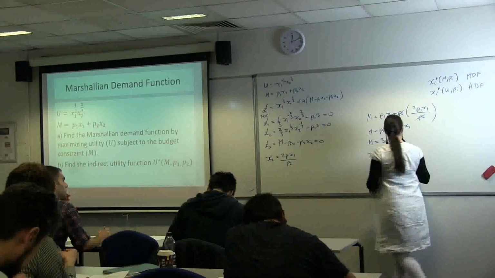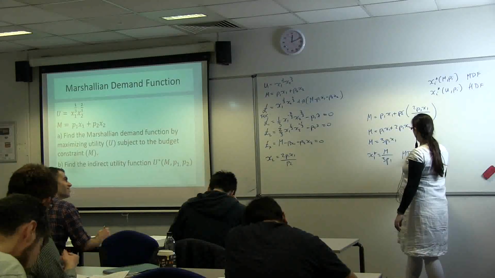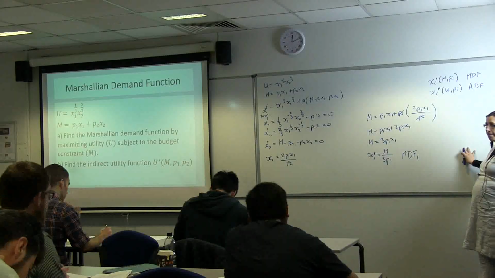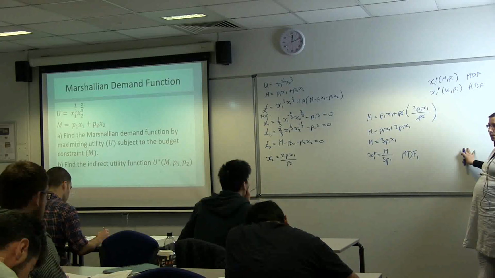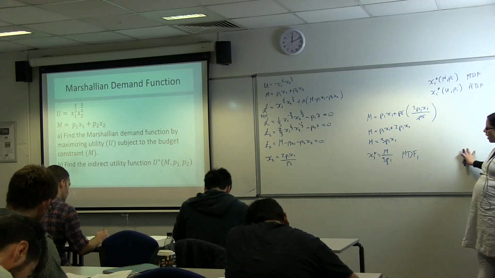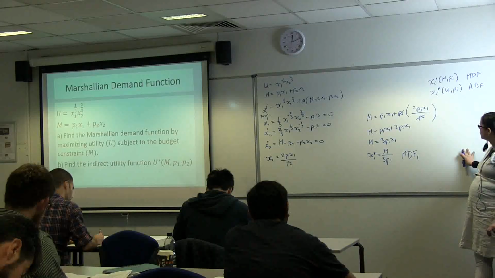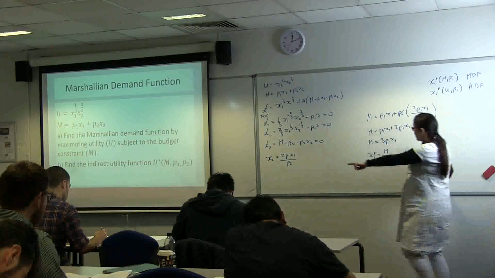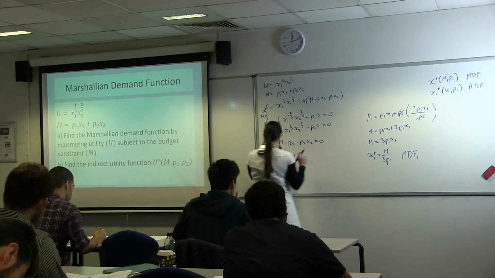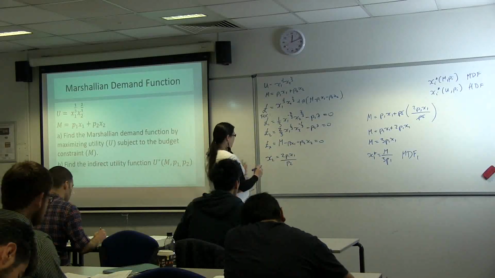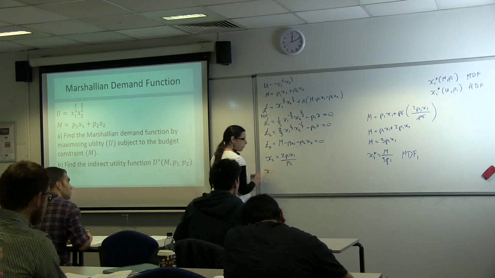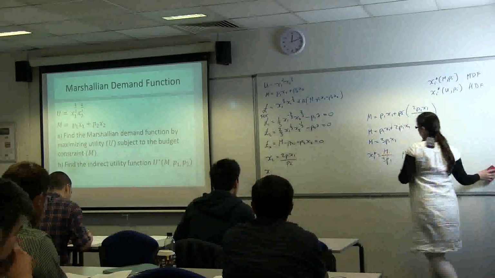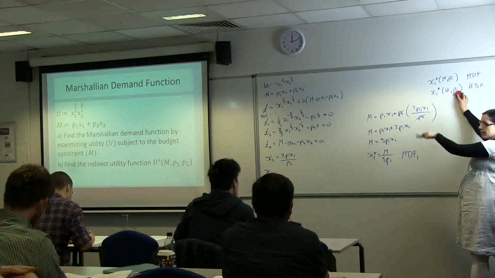So that's my first Marshallian demand function. I need the second as well. I can come back into here. I'm not sure if that's going to be showing off the camera. So, is that all right if I take the top of this one?